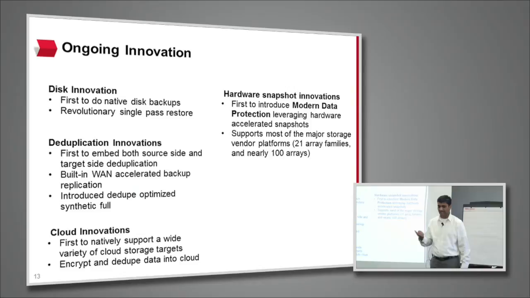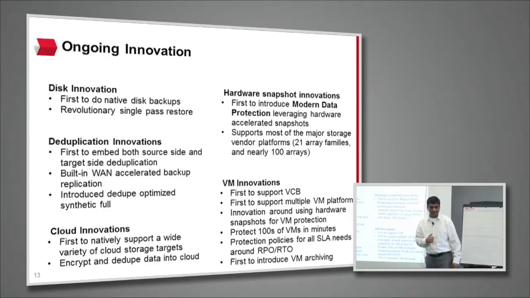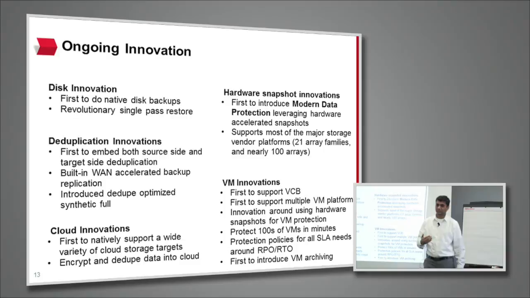And lastly, on the VM innovation side, I know this seems a long time ago. We were probably the first ones to support VSA protection for virtual machines using VCB, back when it wasn't even called VCB. It was called a sync driver for something. We do support multiple platforms, so most of what we're going to talk about applies to both VMware and Hyper-V. On Hyper-V, you're using the VSS writer? Yes. In CSVs? Yes. CSVs, VSS, and pretty soon SMB3 as well.